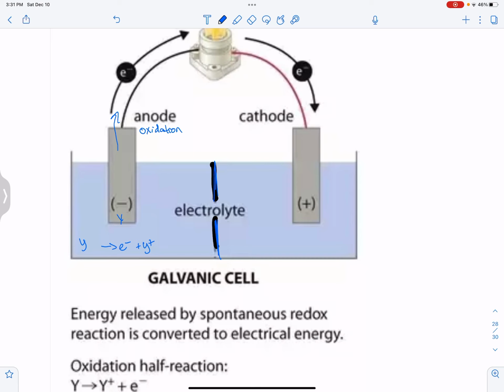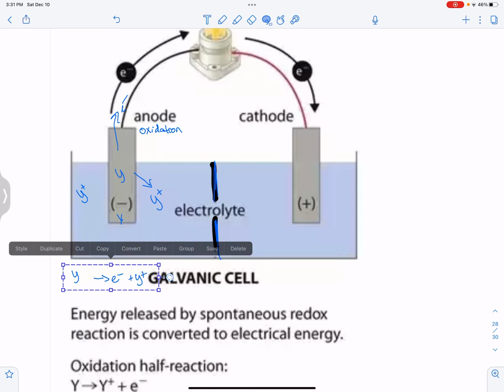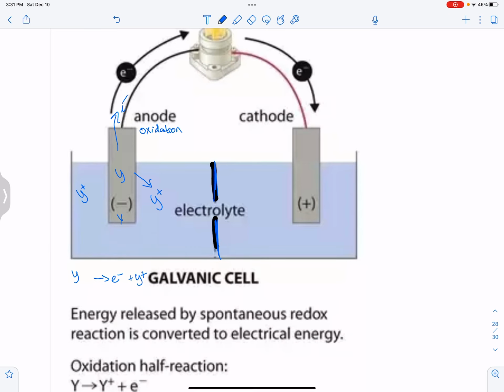So as that's happening and as those electrons are going in that direction, our Y right here is starting to slough off and it's going into the solution as a Y positive, because we know that ionic things tend to be soluble in water. So our anode, as the reaction progresses, is going to get smaller and smaller.